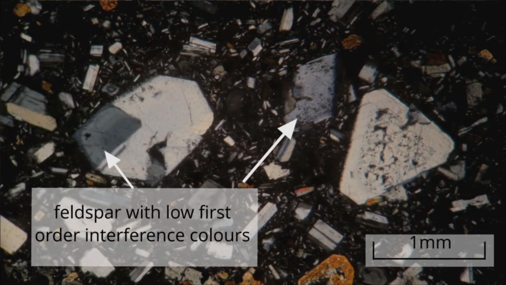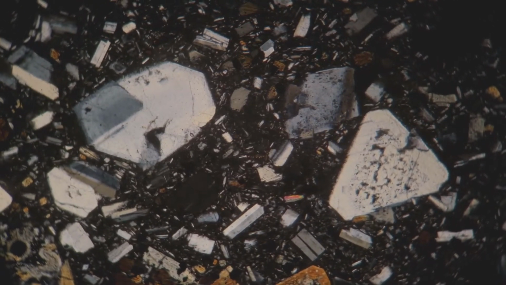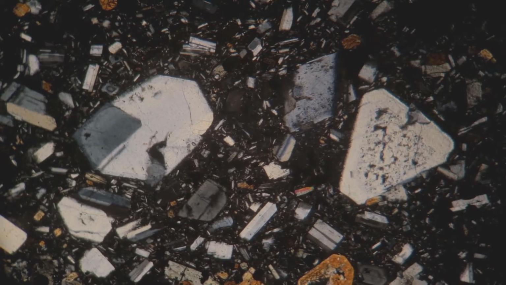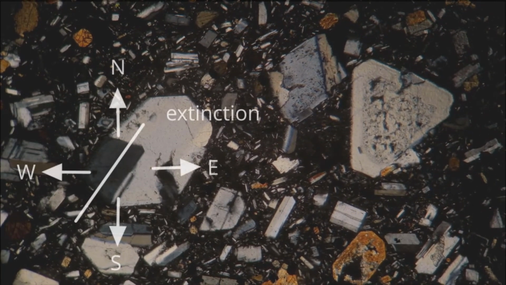Differences between the two are clearer to see under cross polars. Both types of feldspar show low first-order interference colours and show an inclined extinction pattern as the stage is rotated. This means that the mineral goes into extinction when the long direction of the mineral is neither east-west nor north-south.